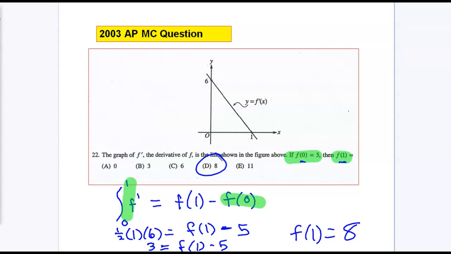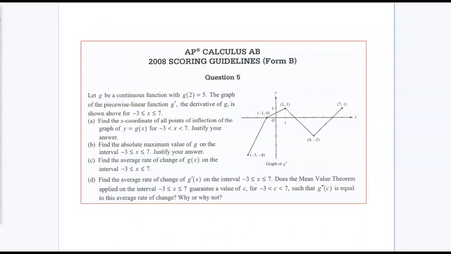So a hint when the fundamental theorem of calculus may be needed is when they give you the graph of a derivative, and it's a shape that you can calculate the area of geometrically, and they give you one known value of the function, and they want you to find another known value of the function. And we're going to see this pattern as we proceed through the examples today.